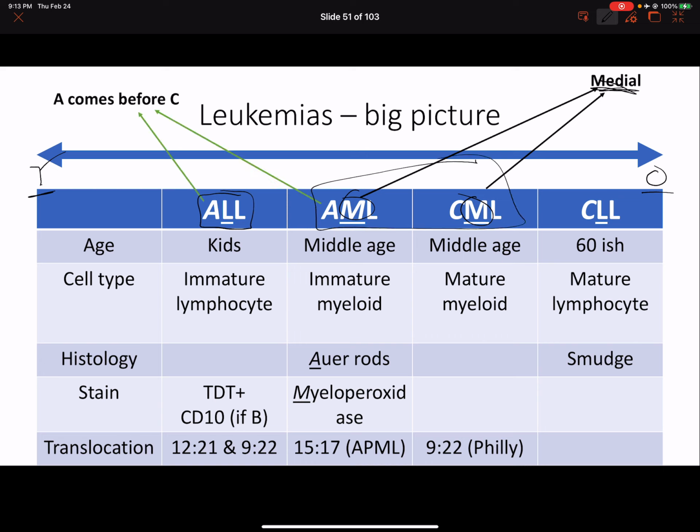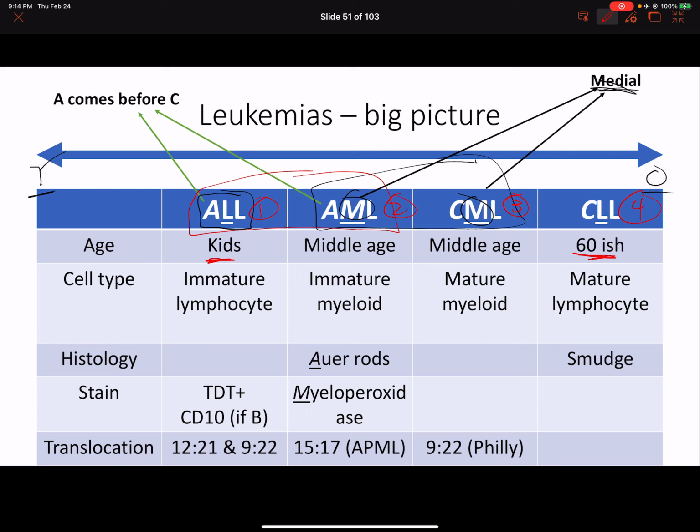And then if I'm categorizing between these two, A becomes before L. So that's how you can remember that this is the first one, this is the second one, this is the third one, and this is the fourth one. So what I'm very confident in is that the ALL is the kids, and the CLL is the eldest.